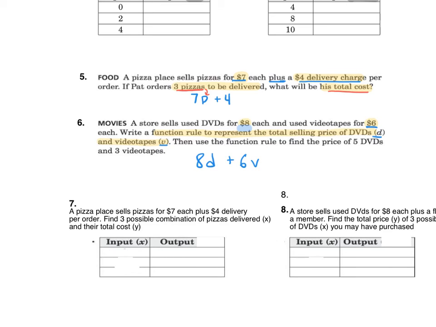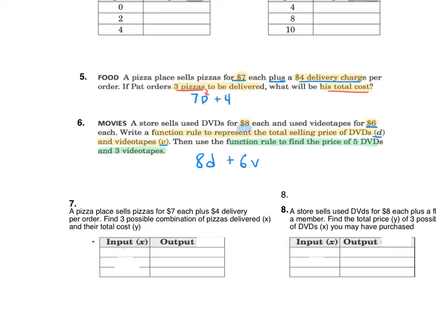Now you need to go ahead and do the second part here, where you're going to use the function rule to find the price of 5 DVDs and 3 videotapes. This is just like when we were evaluating our expressions. So plug in those numbers to solve it.